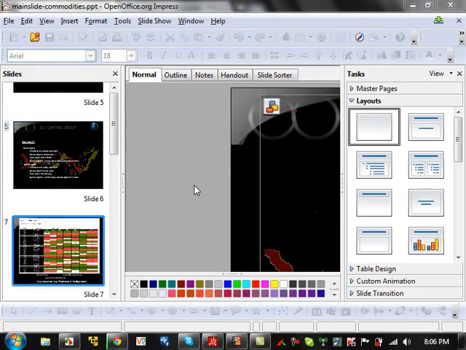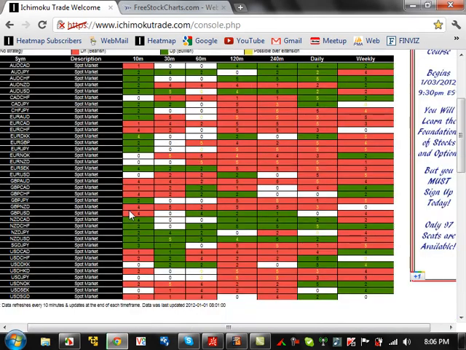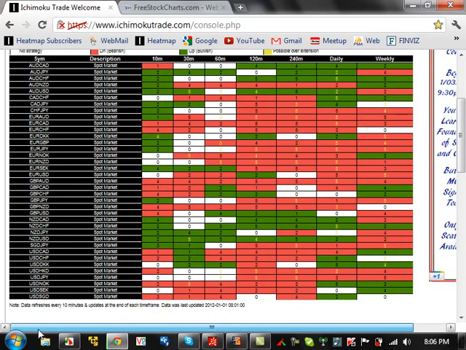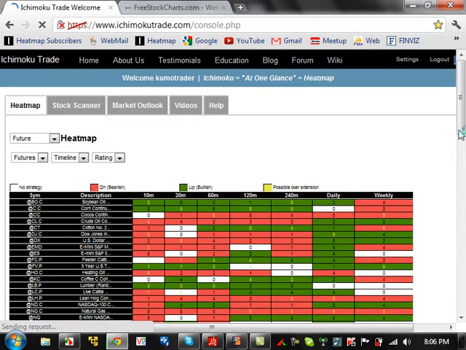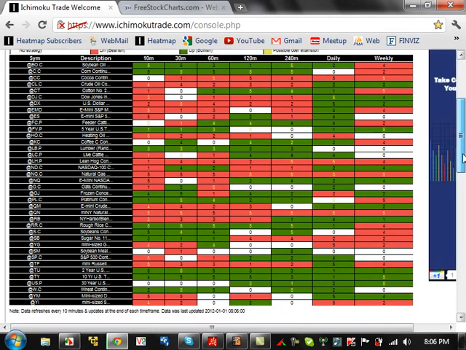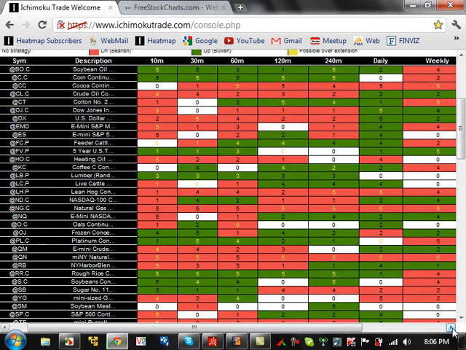So one of the things I want to quickly go through with you guys is, if you go through ichimokutrade.com, you can see our heat map here. I'm going to quickly go to the futures side, scroll down and zoom in, and go through this real fast with you.